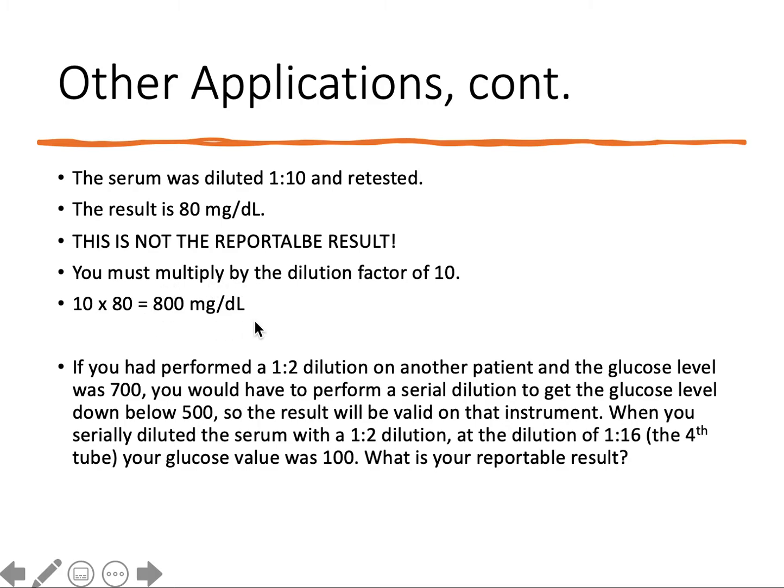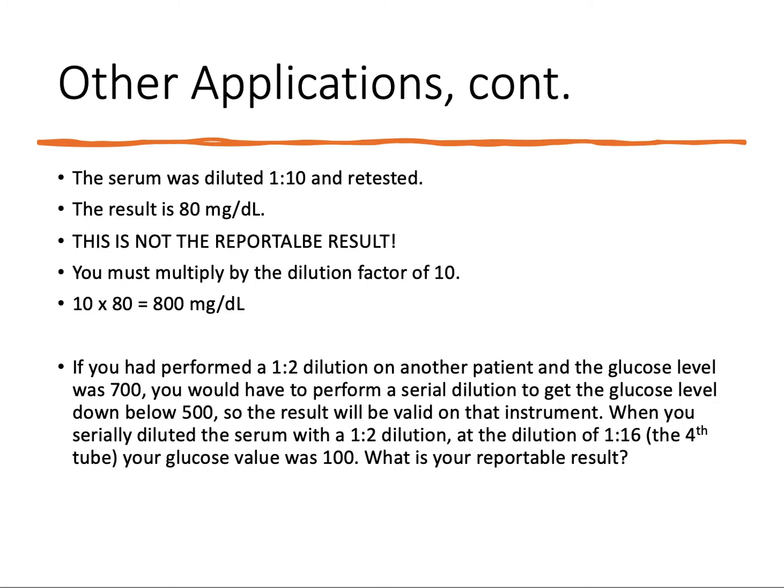Sometimes if you try one dilution, it's not enough, and you have to continue on with serial dilutions. So if you performed a 1 to 2 dilution on another patient, and that 1 to 2 dilution was 700, that is still outside the linearity and accuracy of your machine, right? So you still can't report out that 700 because it's above 500.